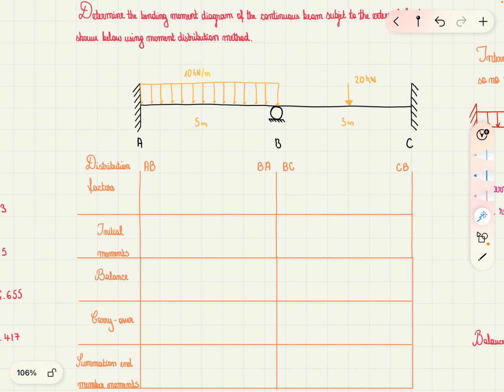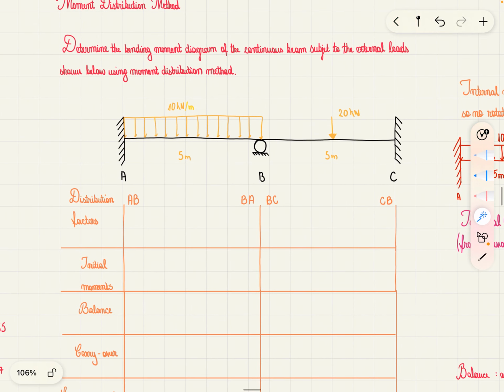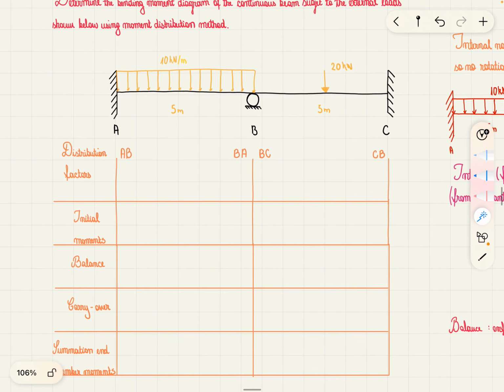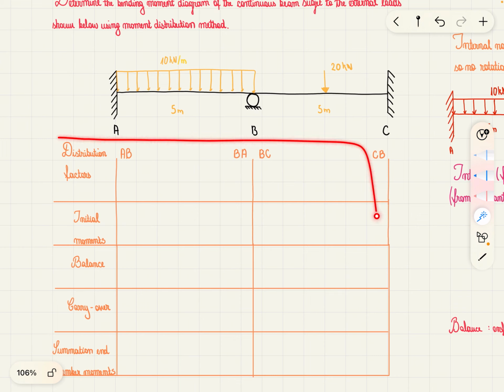So, determine the bending moment diagram of the continuous beam subject to the external loads shown below using the moment distribution method. Before we can draw the bending moment diagram at the end, we're going to fill out this table because it has all the steps that we need in order to do so. Now, you can see we've split it into sections.